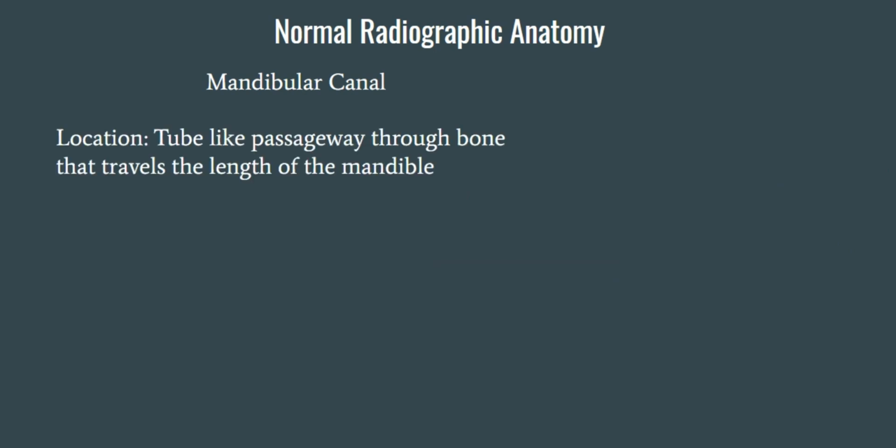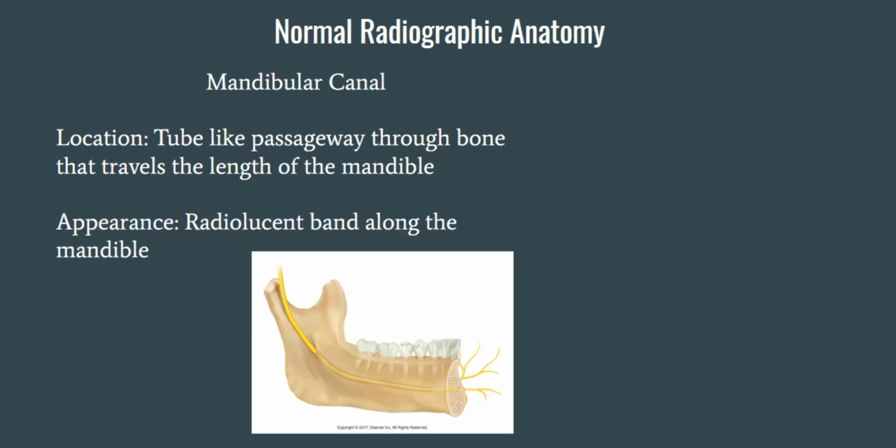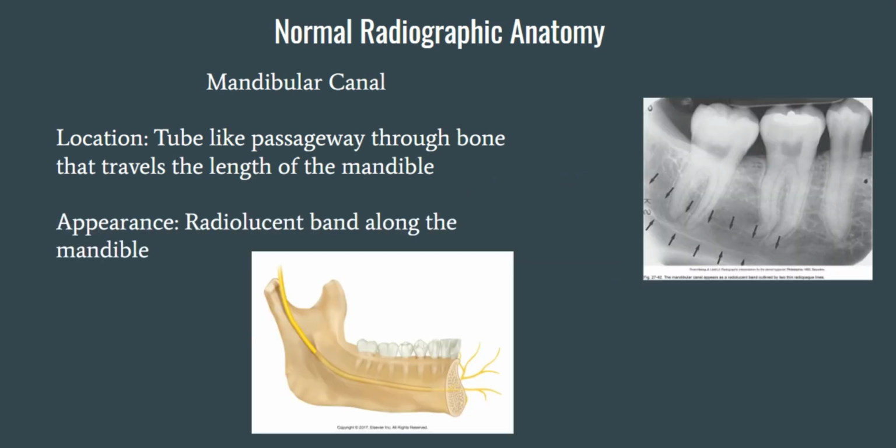The next landmark is the mandibular canal. And this is a tube-like passageway through bone that travels the length of the mandible. Think of a canal, like a water canal. It's a passageway. So the mandibular canal is the same thing, but it's just a passageway through the bone. And on the X-ray, it's going to be a radiolucent band along the mandible. So on the bone, all of this yellow is traveling along here. That's your mandibular canal, and then it's going to branch out.